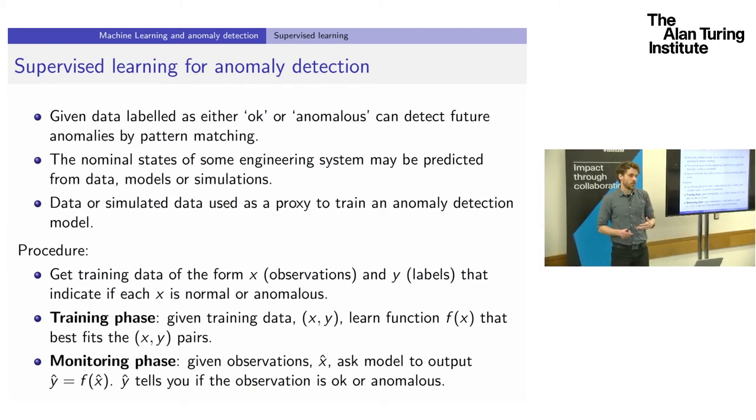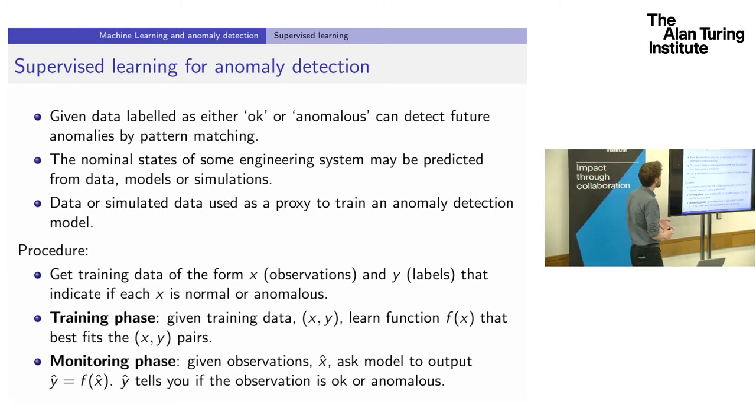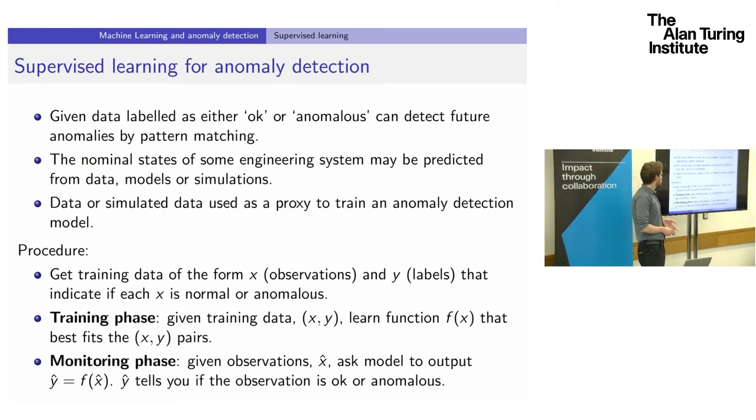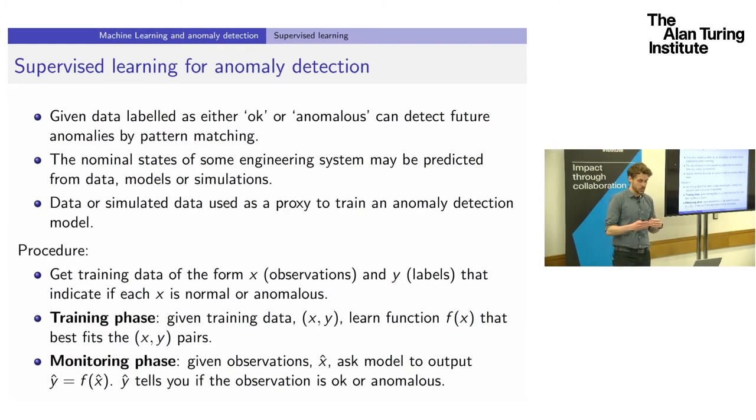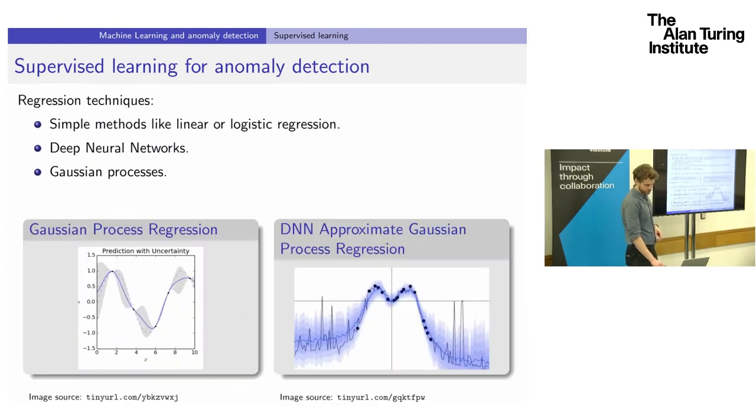Where do we get this data from? It can be from observations, it can be from models or simulations and so on. I'll talk about that briefly in a moment. Then we can use this simulated data as a proxy to train our models. So you have two phases with these algorithms: training, where you're adjusting your model to fit the data set, and then a monitoring phase where you let it loose and you no longer have labels and you just build predictions.